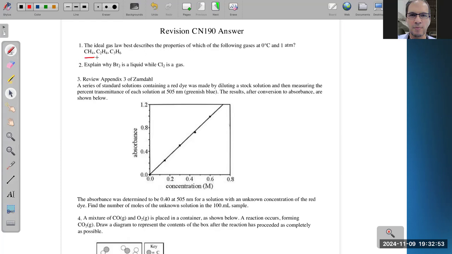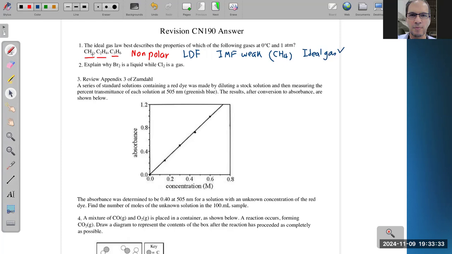Because all of these are non-polar molecules, the attraction forces between them will be only LDF. And the strength of the LDF will depend on the number of electrons. So if I want the intermolecular forces to be weak, then I need the number of electrons to be less. So I have CH4 as the one which has the least number of electrons. So this one will have the weakest intermolecular forces, and will look like the ideal gas the most.